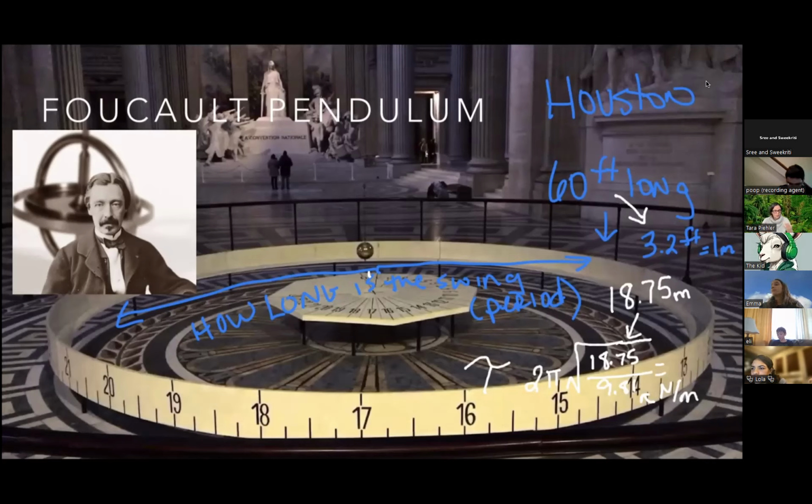And then of course, once you have the length in meters, you can plug it into your 18.75. Yeah, that's what I got. That's right. So now you have the length in meters of your pendulum string. Now you can plug that into our time period equation, right? And you can say 18.75 divided by 9.81, which is, for that one, I got 8.690.